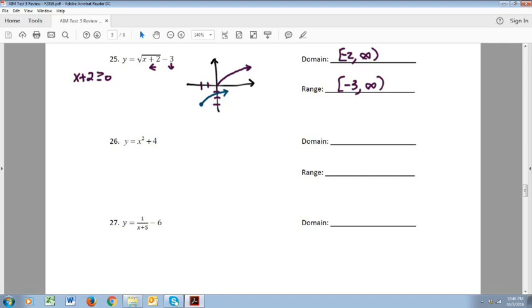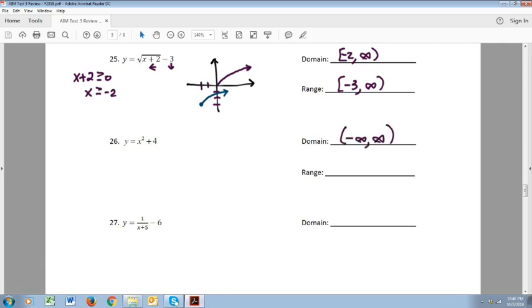So like I was saying earlier, you could set x plus 2 greater or equal to 0, which tells you that x is greater or equal to -2, which is what we said our domain is. So you can find the domain either way, but if you're having to find the range in a case like this, you're going to want to graph it.